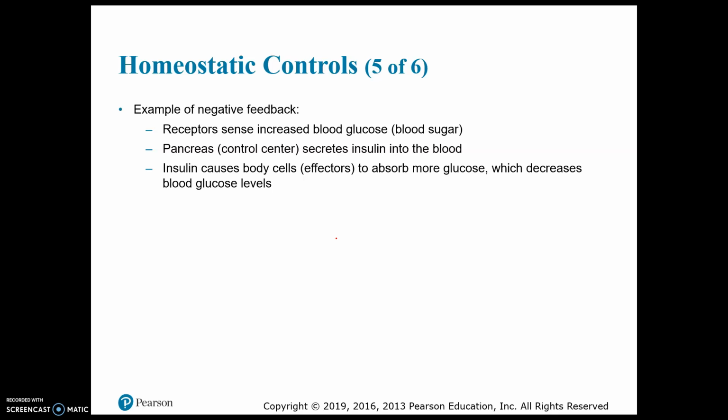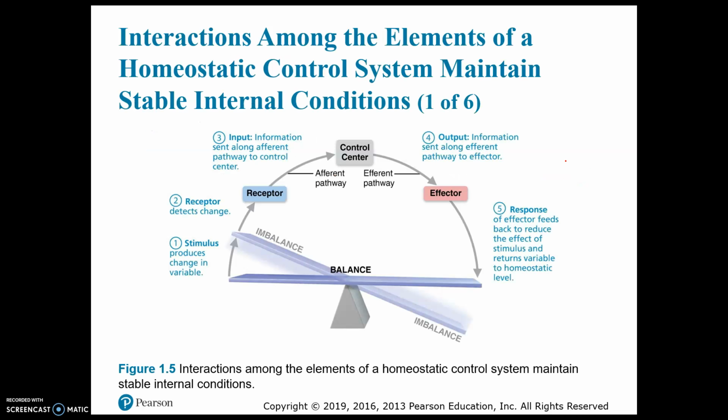But anyway, here is how negative feedback works with blood sugar. The receptors sense increased blood glucose. So that's step one. The control center is the pancreas, and it secretes insulin into the blood. And then the insulin causes the body cells, which are the effectors in this example, to absorb more glucose. The body cells are typically going to be the liver cells and the muscle cells, but they're going to absorb more glucose from the blood, and that will lower the blood glucose levels. So when our stimulus is increased blood glucose, the response is decreasing blood glucose. That's doing the opposite of the initial stimulus, and that's what happens with negative feedback.